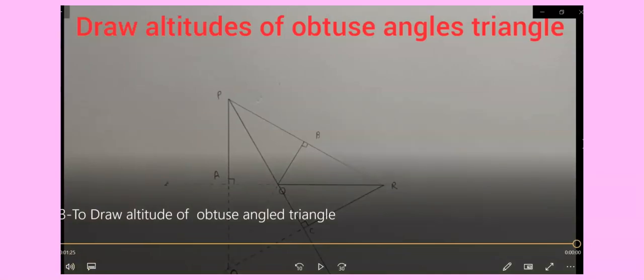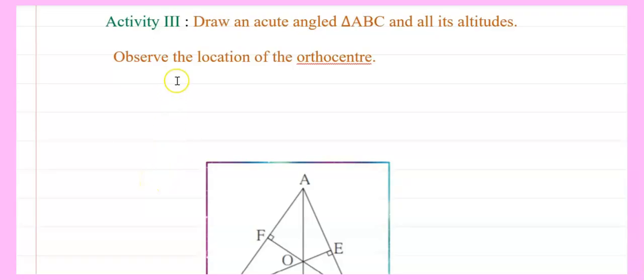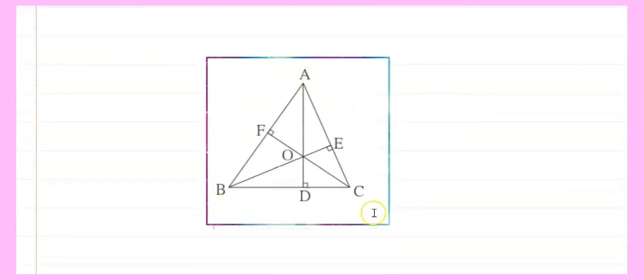Now next activity, that is the third activity: draw an acute angle triangle and all its altitudes. Observe the location of the orthocenter. Now this is a triangle ABC. AD is the altitude from the vertex A. BE is the altitude from the vertex B on side AC. CF is an altitude on the side AB from the vertex C. That is, the point of concurrence is in the interior part of the triangle ABC.